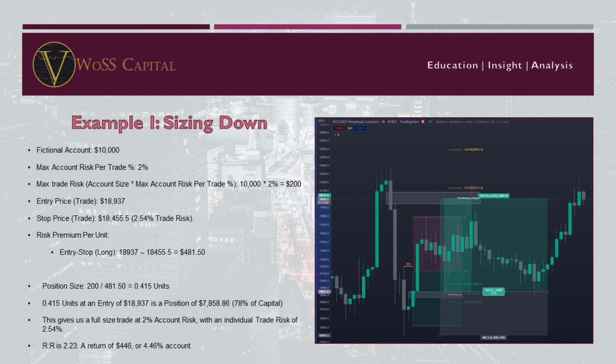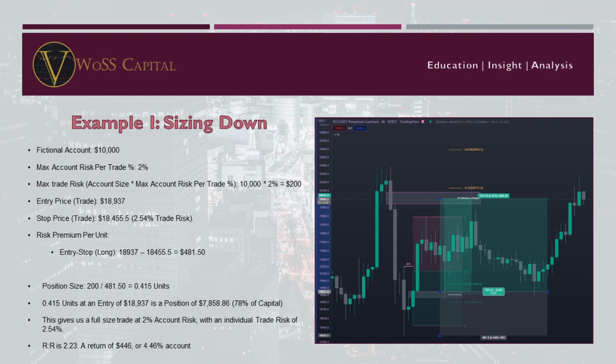So you can see there this risk is larger than our max acceptable risk against our account. So the risk premium per unit then is the entry minus the stop, which gives us a $481.50 risk premium per unit. And we know that we're allowed to lose a maximum of $200 per trade, and the risk premium is $481.50. So we divide $200 by $481.50, and that tells us that we can buy 0.415 units in this scenario.